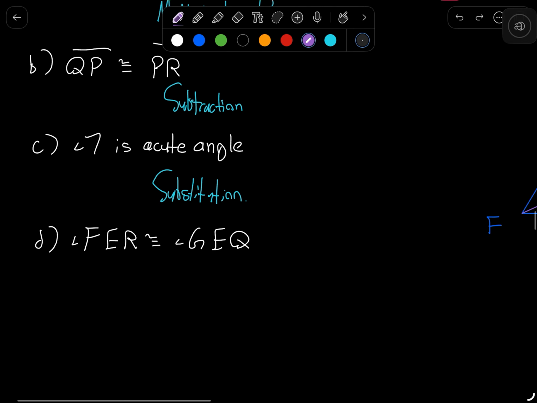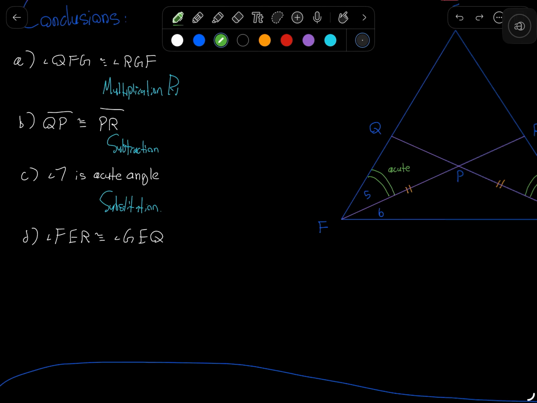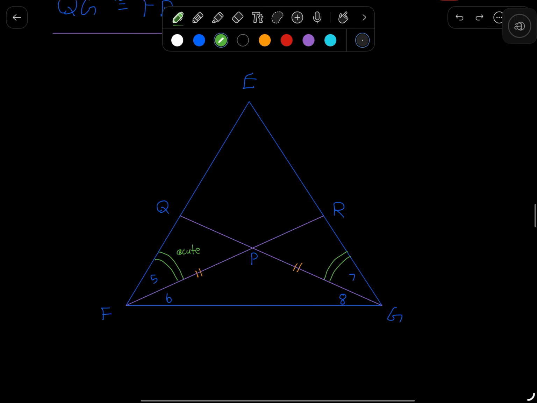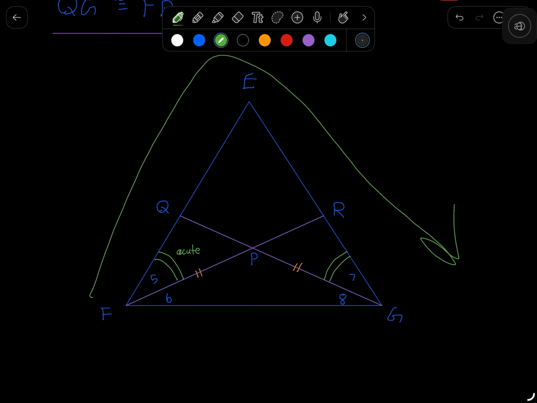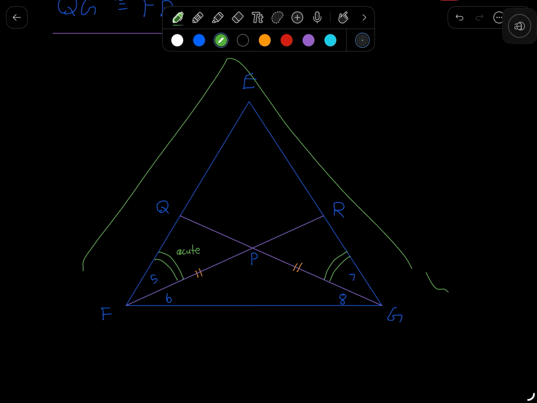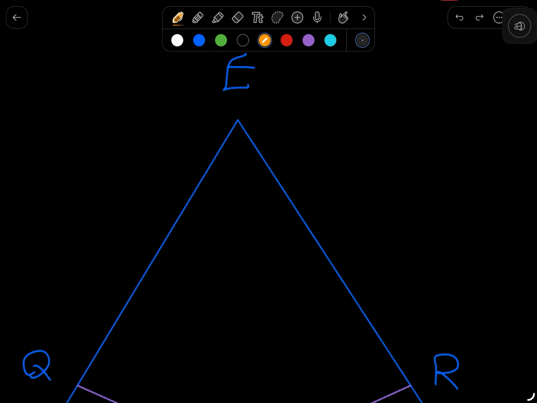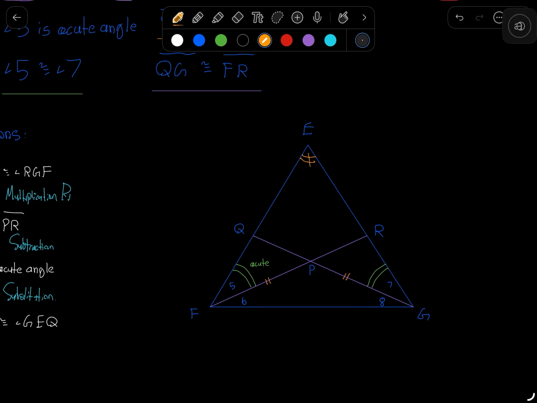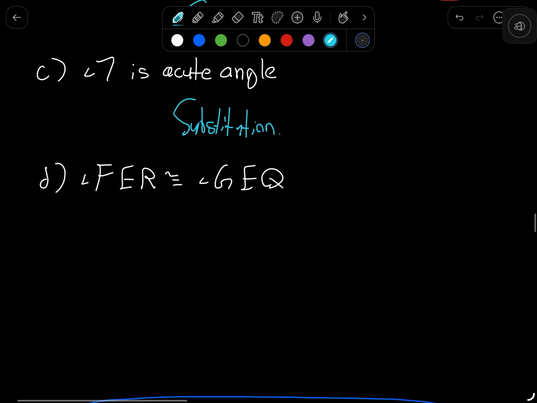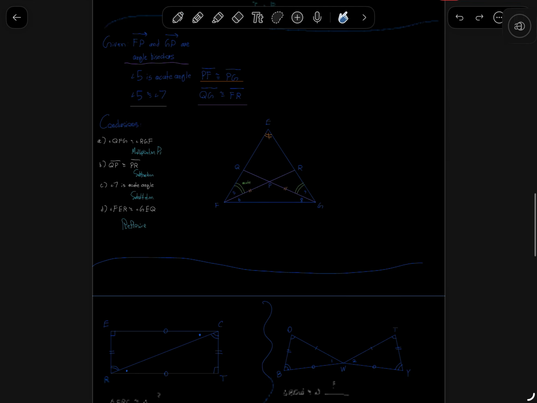Lastly, let's try to prove that angle FER is congruent to GEQ. So FER, which is this, right? FER is congruent to GEQ. Well, you'll realize that they're the same angle. They're just named differently, but of course an angle can have many different names, but it's just referring to this angle. This is again a classic example of the reflexive property, because you're saying that an angle is congruent to itself. So once again, that's a reflexive property.